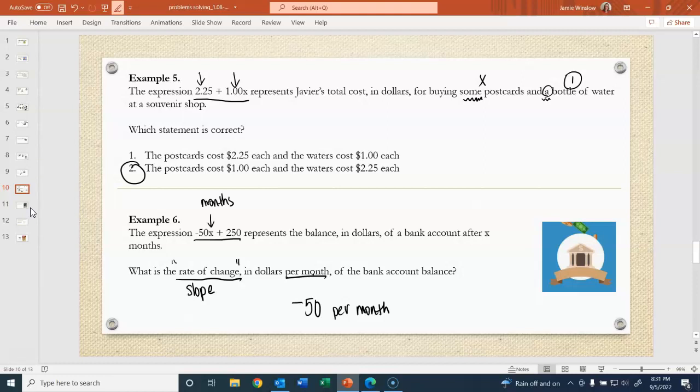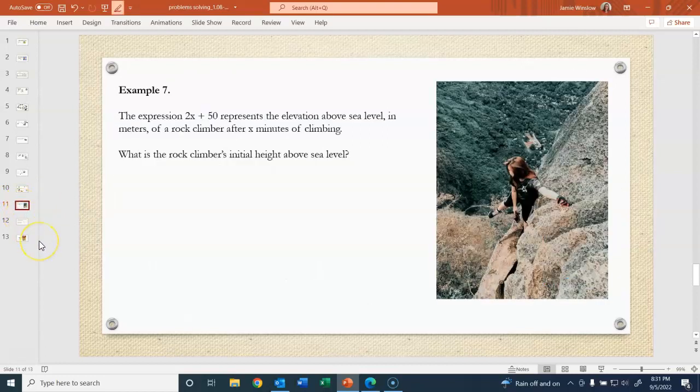I mean, it's not terrible because we are getting $250, so I guess that's where the bank account started. But yeah, it's down $50 a month because of that negative there. And we have to start contributing to that bank account.